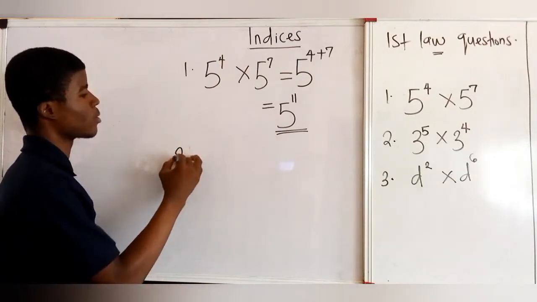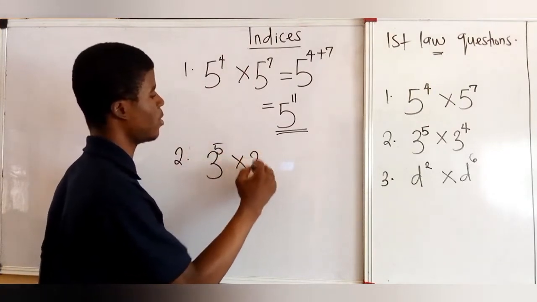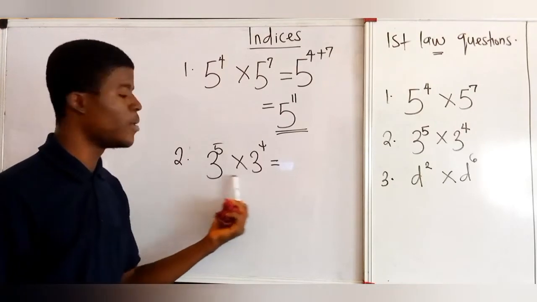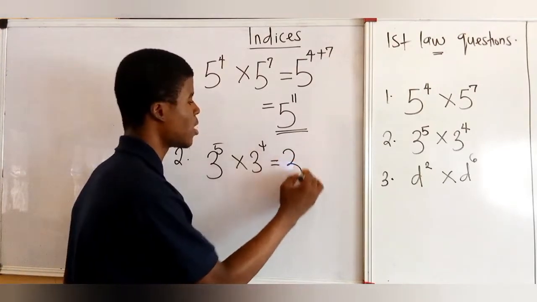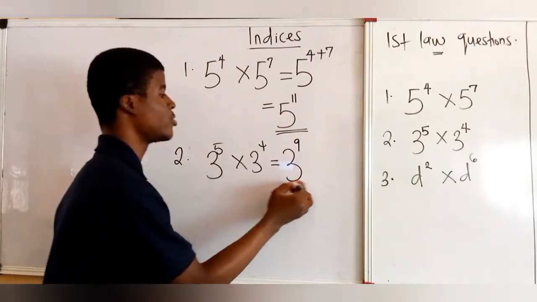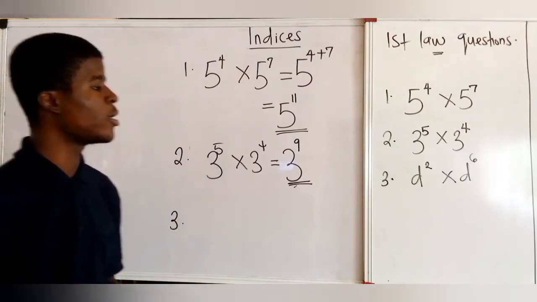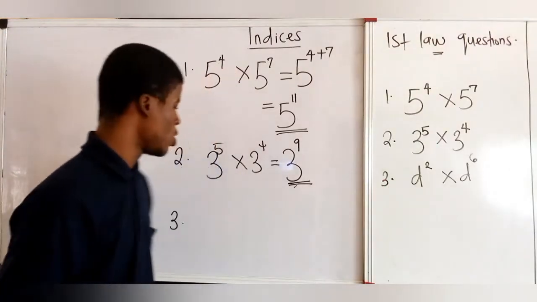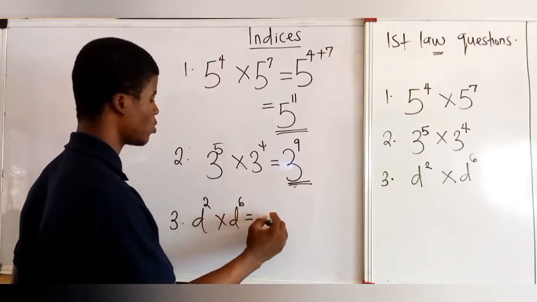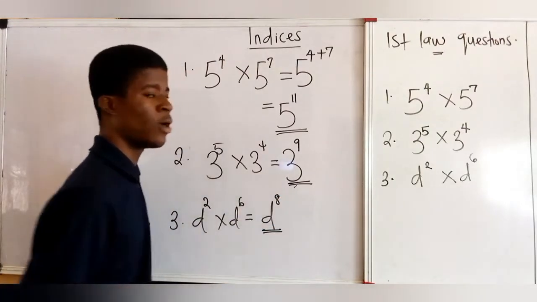Question 2. 3 to the power of 5 times 3 to the power of 4 times 3 to the power of 4. I'm asked to simplify this. It's still the same. They have the same base, 3. So pick one base. By the time I add the powers, I have 13. So this is 3 raised to the power of 13. And the third question, d squared times d to the power of 6. So this gives us d squared times d to the power of 6 is equal to d, 2 plus 6 is 8, d raised to the power of 8.